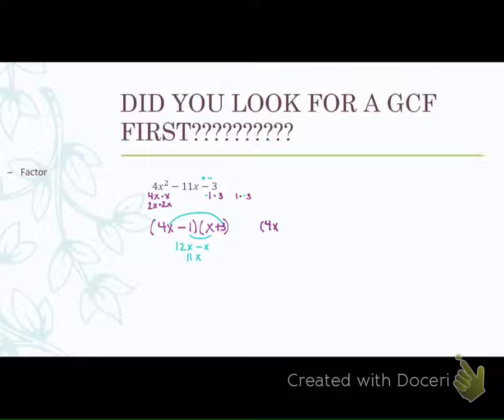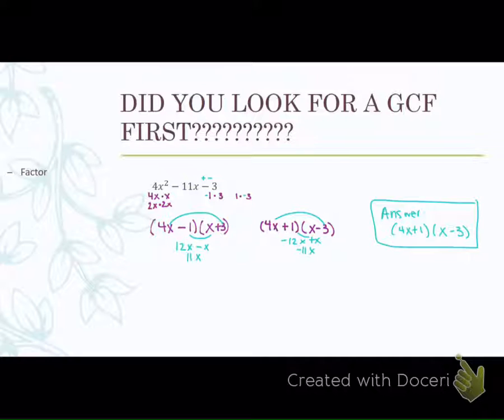4x plus 1 times x minus 3. Yep. And if you look at that, that gives us negative 12x plus x, which is negative 11x. So that is definitely my answer there. So this is 4x plus 1, x minus 3. That was quite simple.